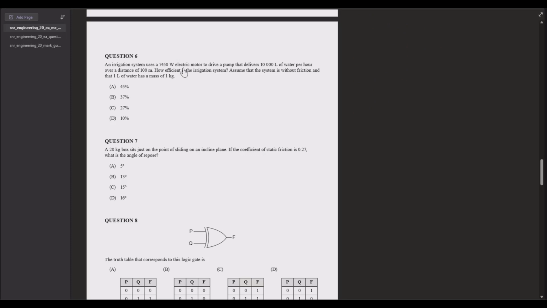This is just your standard work and potential energy here. So let's have a look at this. For this, we're going to need power is W on T, and work is force times distance. So I lied, it wasn't potential energy. If it doesn't say, assume the system was without friction and that 1 liter of water has a mass of 1 kilogram, you should always assume that. Sometimes they won't say it. And we're working in hours.